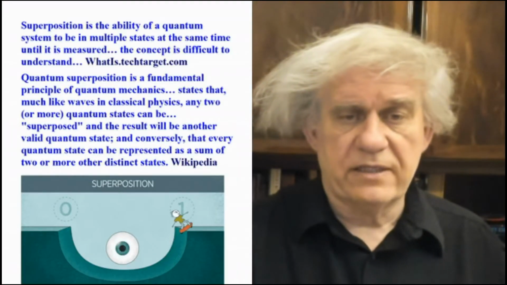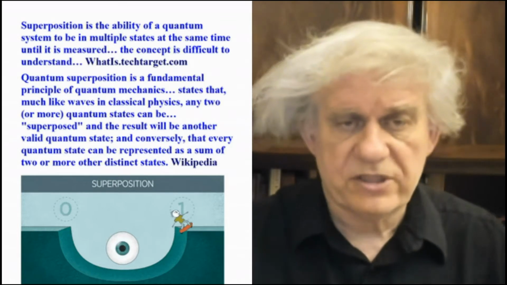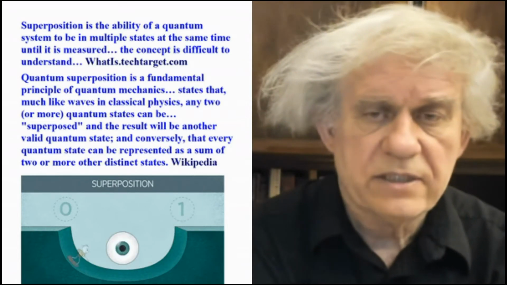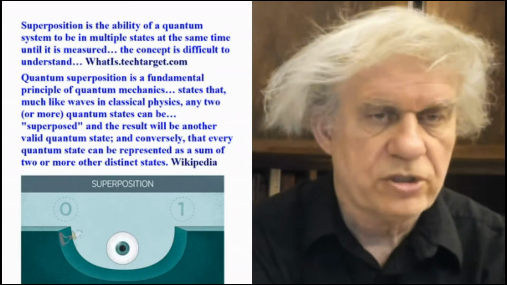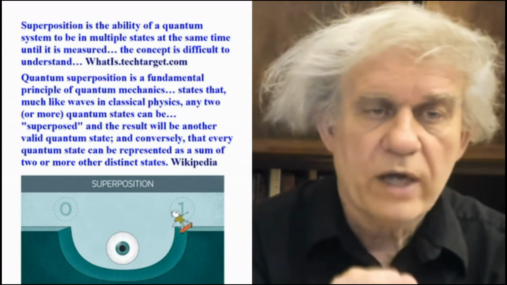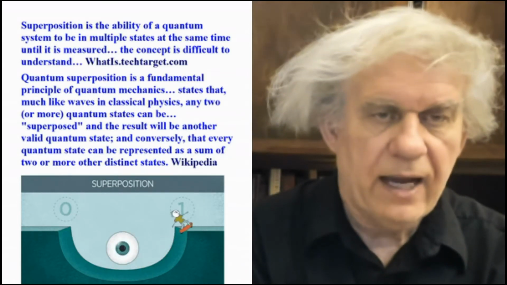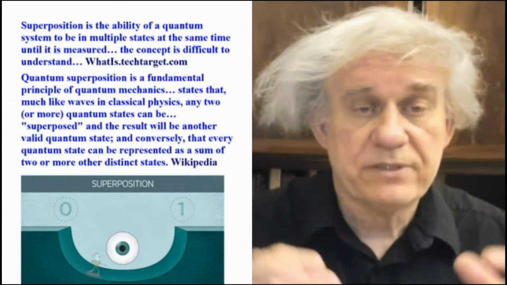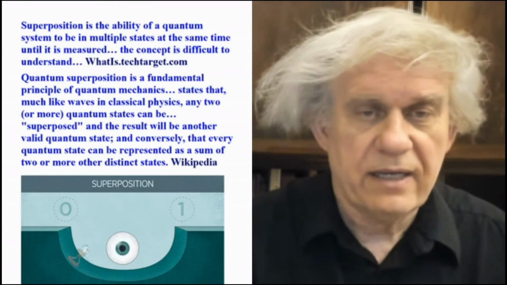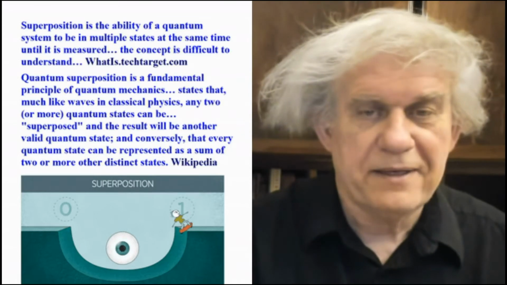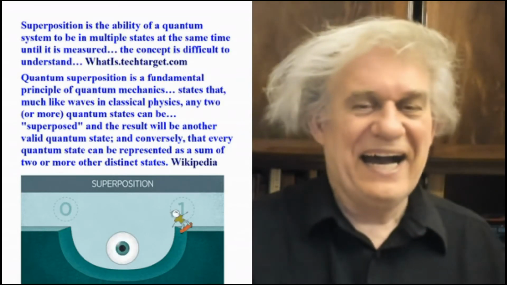Okay, and so here's the definition, so that you don't take my word for it. One is from one site, the other one's from Wikipedia, and these are the definitions they have for superposition. Superposition is the ability of a quantum system to be in multiple states at the same time until it is measured. Then it collapses to one or the other. Okay, and the concept is difficult to understand. No kidding.